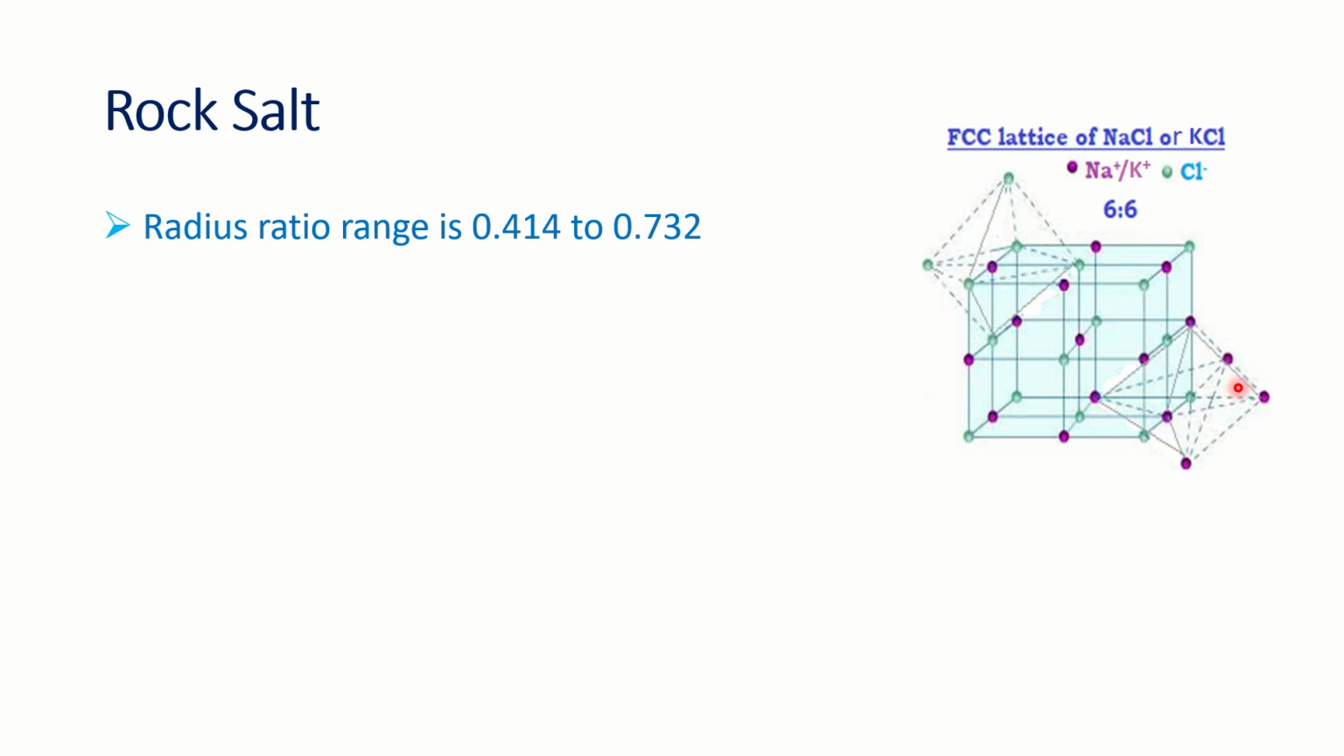So the coordination number is 6 and the radius ratio also supports this face-centered cubic lattice structure, and it is 0.414 to 0.732. Coordination number 6, and if you divide this into 8 small cubelets, then this type of arrangement is found, which is actually for this rock salt structure. Here, alternate apices are occupied by either the anions or the cations. That means anion, cation, anion, cation, anion, cation, anion, and cation.